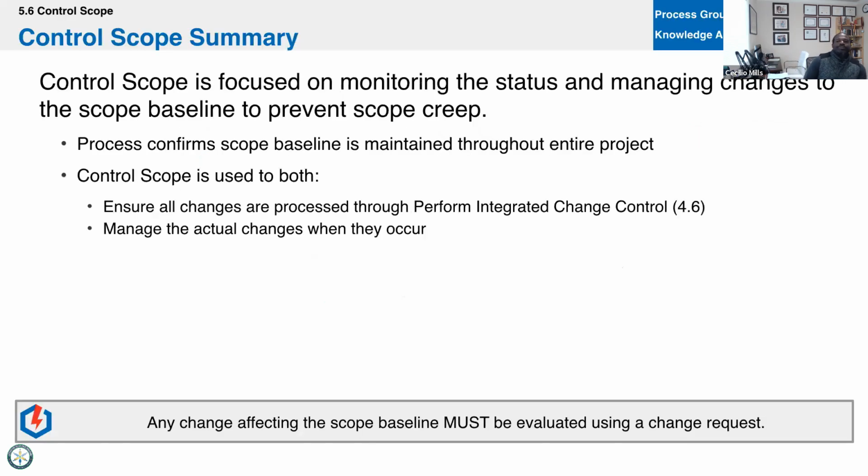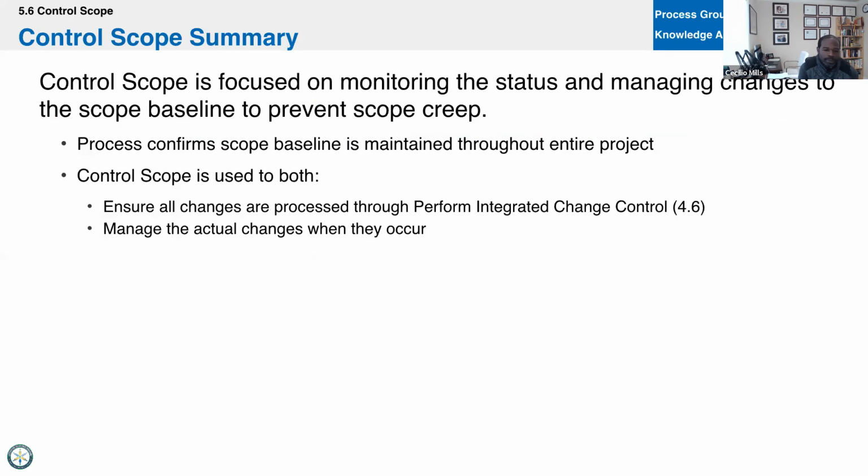So control scope. Control scope is all about preventing scope creep. All right, so there's two types of scope creep. We've got externally driven scope creep and internally driven scope creep that we call gold plating. We'll talk about these two, but pretty much our whole job is making sure the scope doesn't get out of hand in this process.